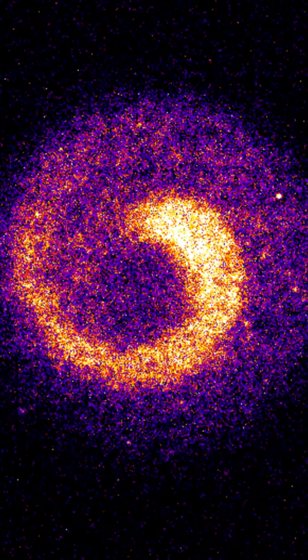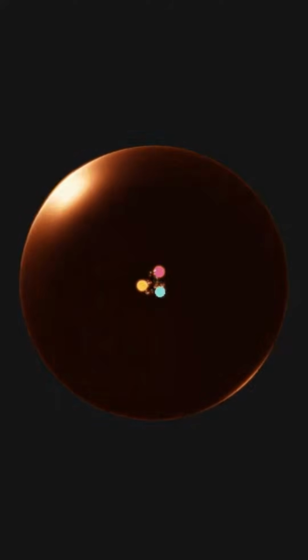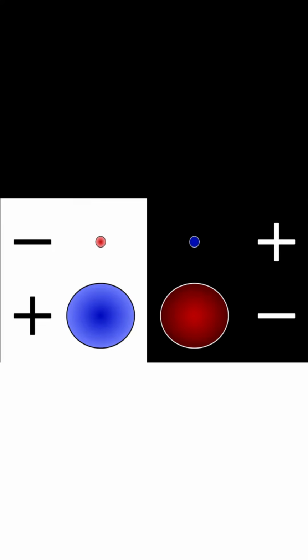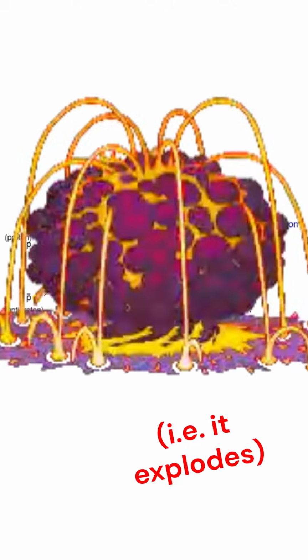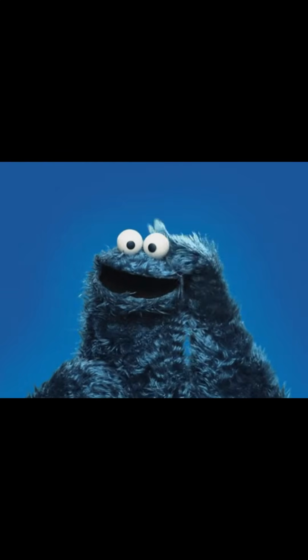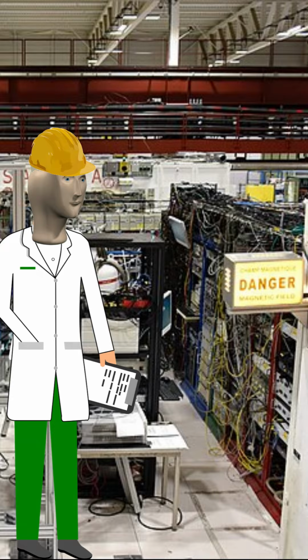How to make antimatter. If you don't know, antimatter is a special type of matter with opposite charge, which is very unstable and annihilates on contact with normal matter. It doesn't exist permanently in nature, so we have to make it ourselves to study it. But how do we even do that?